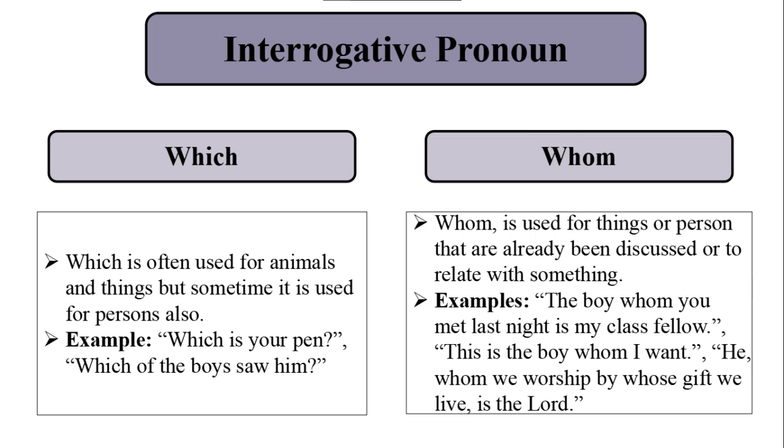And then whom. The tricky one, still used for people, but as the object. Exactly. Object of a verb or preposition. Think, whom did you meet? You met whom? Or to whom should I give this? Give this to whom? It's less common in speech now. People often just use who, but formally, whom is the object form.